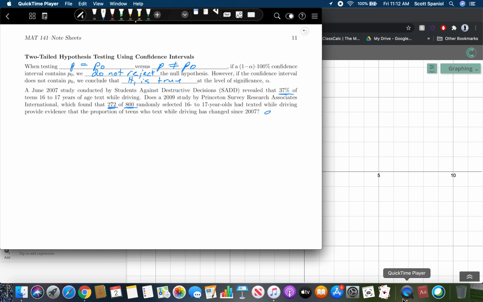And it occurs to me that I left out something here at some point. Let's call alpha 0.05. I don't think one's given here. I don't see it. So 0.05 is fairly standard, so we'll use that.